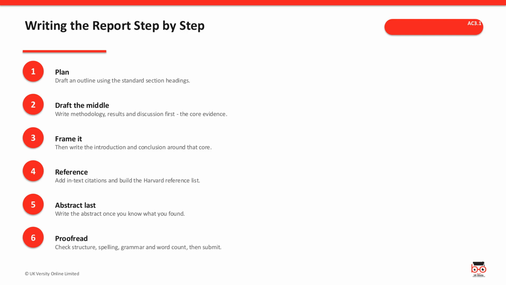Writing needn't be daunting if you take it in order. Start by planning an outline using the standard headings, then draft the middle first, your methodology, results, and discussion, because that's your core evidence. Frame it afterwards with the introduction and conclusion, add your in-text citations and Harvard reference list, and save the abstract for last, once you actually know what you found. Then proofread everything, check the word count, and submit.